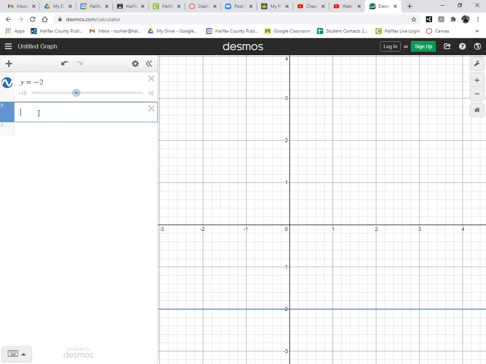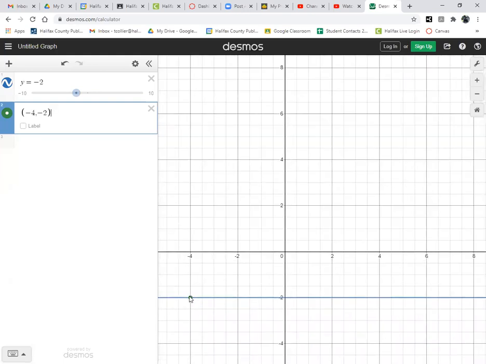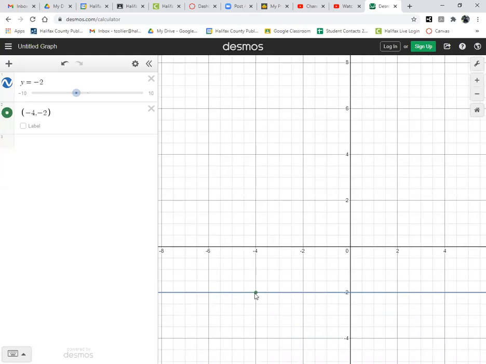Okay? And now I type in my point, which was negative 4, negative 2. So negative 4, comma, negative 2, close up the set of parentheses, and it should be a green dot this time. Where is it? I can't see it, so I'm going to zoom out. There it is. See it over here? That's the green dot that I was looking for. So this is negative 4, negative 2. And the line does go through it. That's what we're looking for. The line has to go through the point that they give us. Okay.